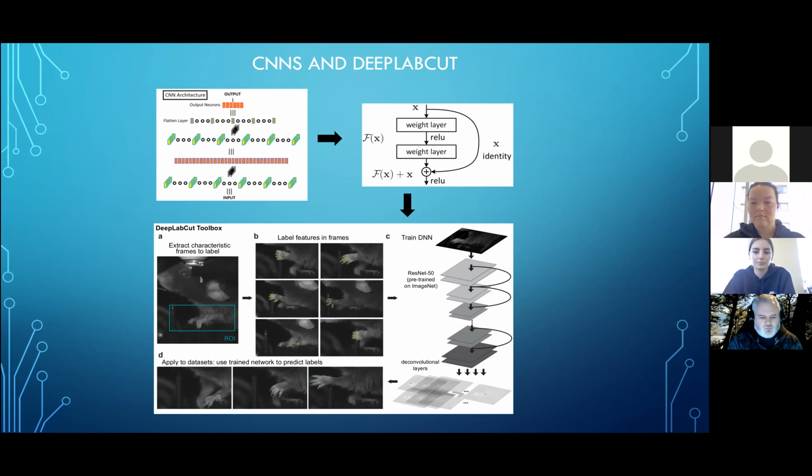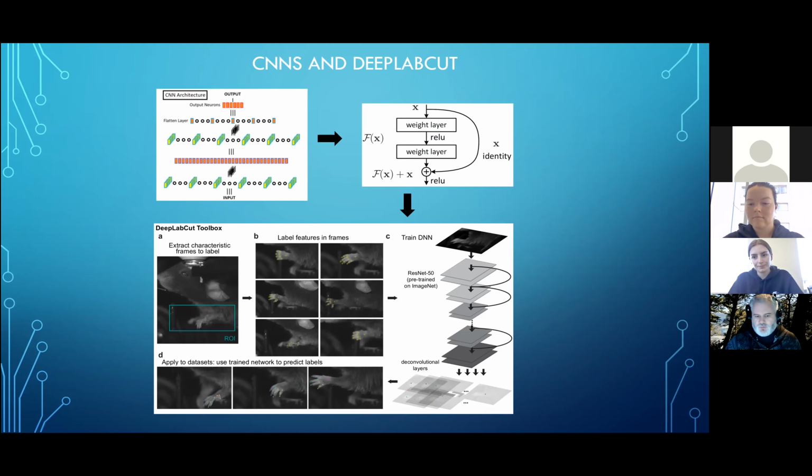ResNet, which has been trained on all sorts of images, and then we specifically train a very small top layer for the specific tasks. So in the example here, this is tracking joint locations, rodent forelimb, but it can be trained for all sorts of things very, very simply. And this has been incredibly useful as a tool for researchers in terms of tracking features on animals for all sorts of experiments and all sorts of animals.